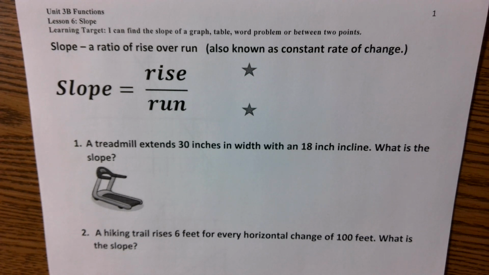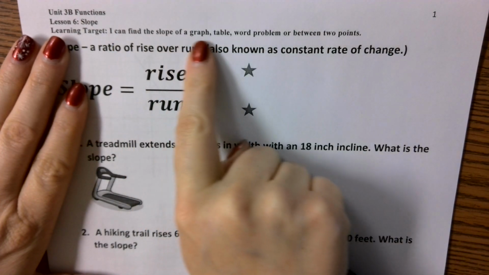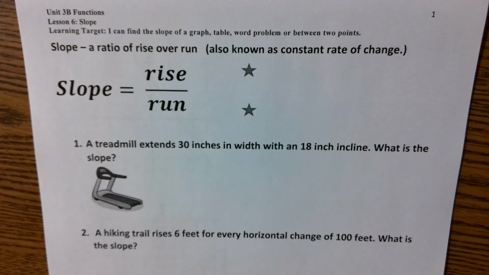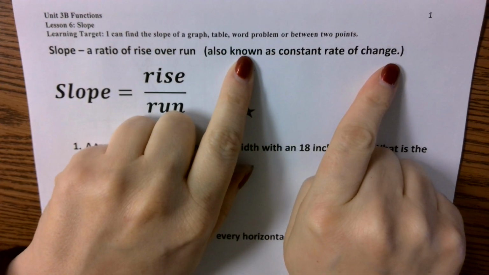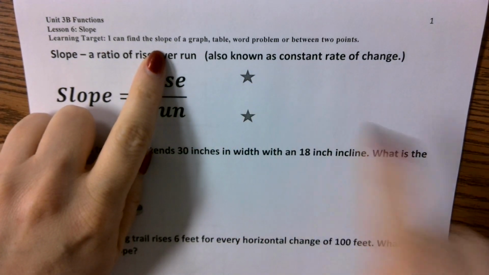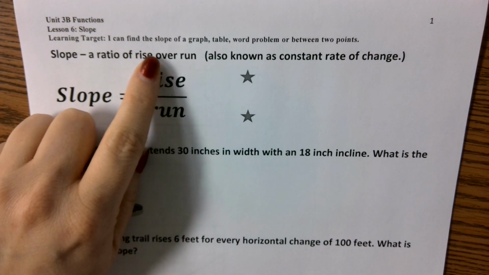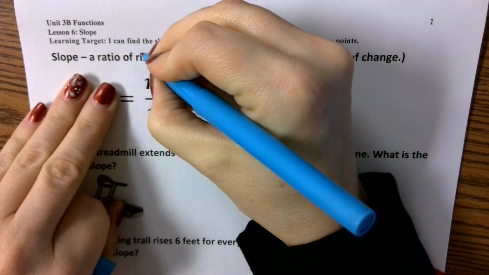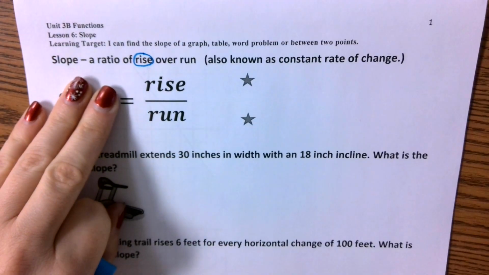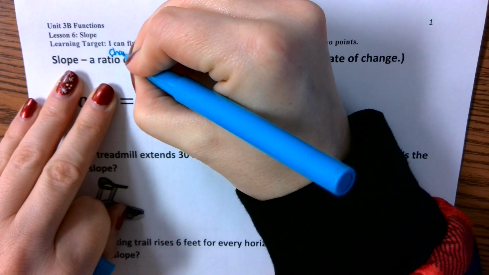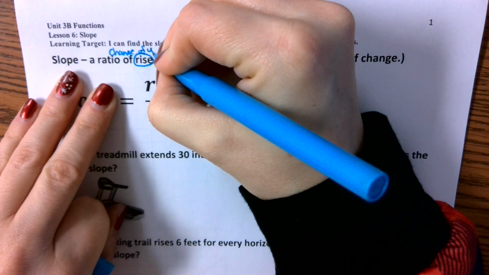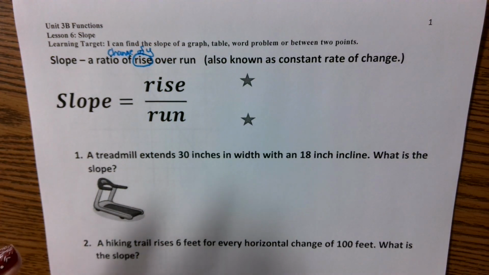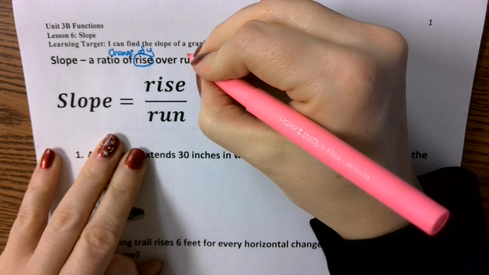Okay, so for slope, and again, like I said, slope is the same thing as constant rate of change. When I say I can find the slope of a graph, table, word problem, or between 2 points, I am relating it to a constant rate of change. That slope is telling me a rise over a run. Your rise is the change of your y. So go ahead and circle rise and put that that's your change of y. And then your run is your change of your x.